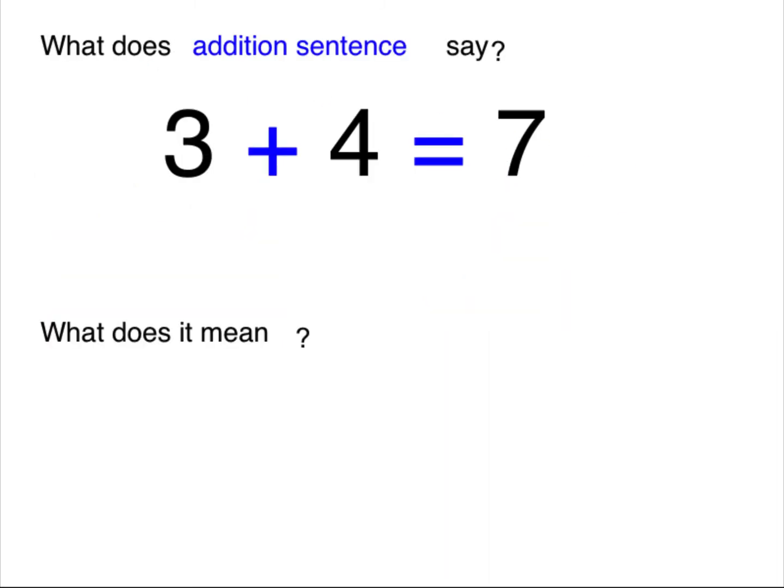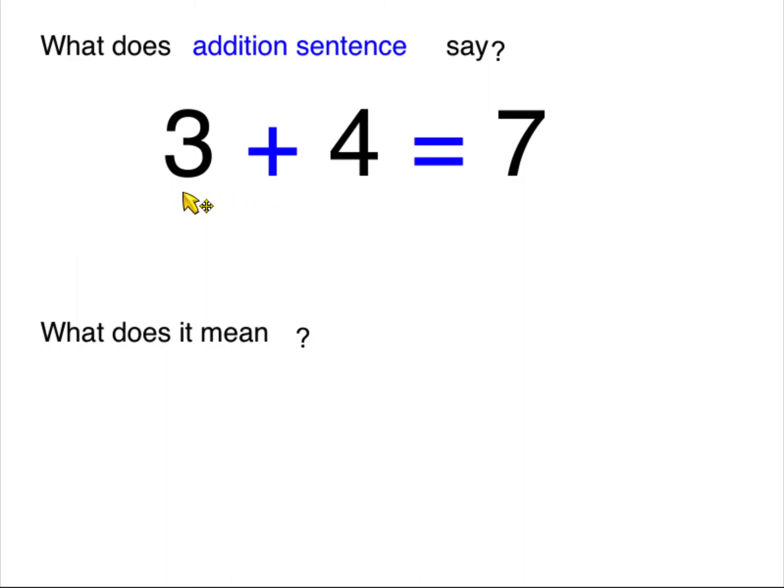So, you should read this number sentence for me. You might have said 3 plus 4 equals 7. Or you might have said 3 and 4 is 7. Or you might have said 3 and 4 more is 7 altogether. It all means the same thing.